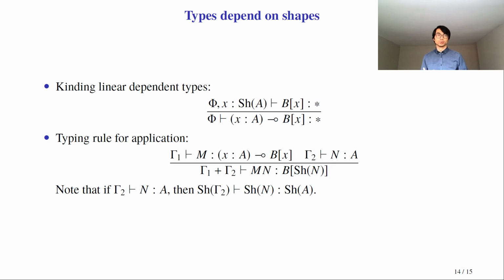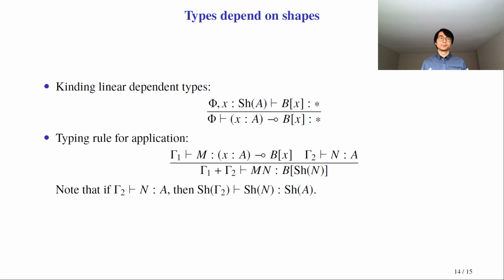Now, let's see what our type system looks like once we incorporate the shape operation. If we look at this kinding rule for the linear function type, we first take the shape of A and add that to the context. Then we use the extended context to kind check B. And for the application rule, when we are applying a linear function m to an argument n, we first combine the contexts gamma 1 and gamma 2 in a linear fashion. Then we substitute the shape of n into the type B. For this typing rule to be consistent, we have to make sure that the shape of n has the type shape of A. And you can find the rest of the typing rules in our paper.